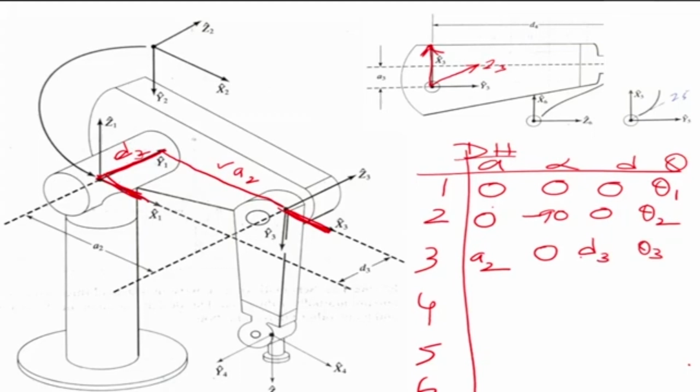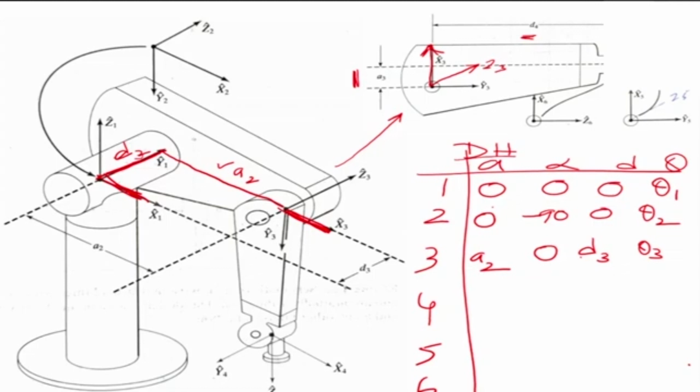Now from here we go here. Now between the fourth frame and the third frame, what is the distance? There is a shift in the origins. You can see there is a shift on this side in the origins, plus there is a length there which is D4. Okay, so my Z4 is in this direction. Let me rub it out. And so my Z4 is in this direction.